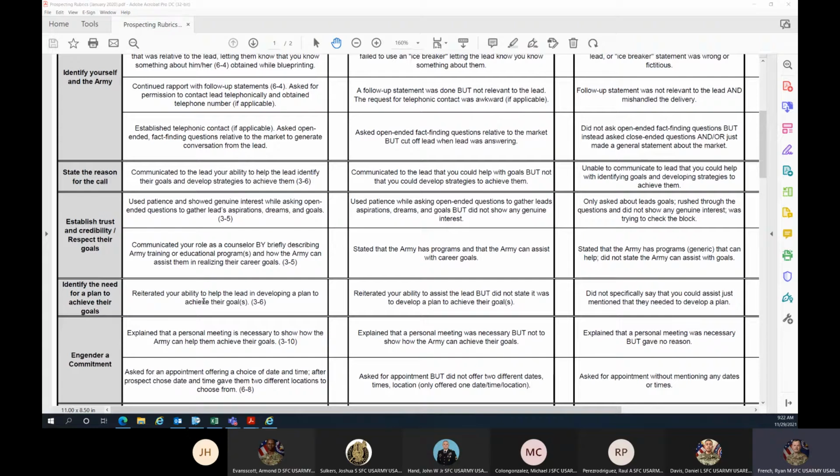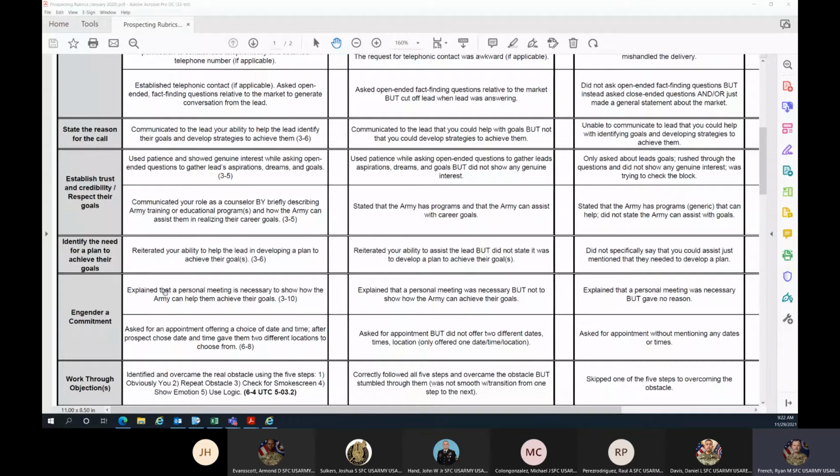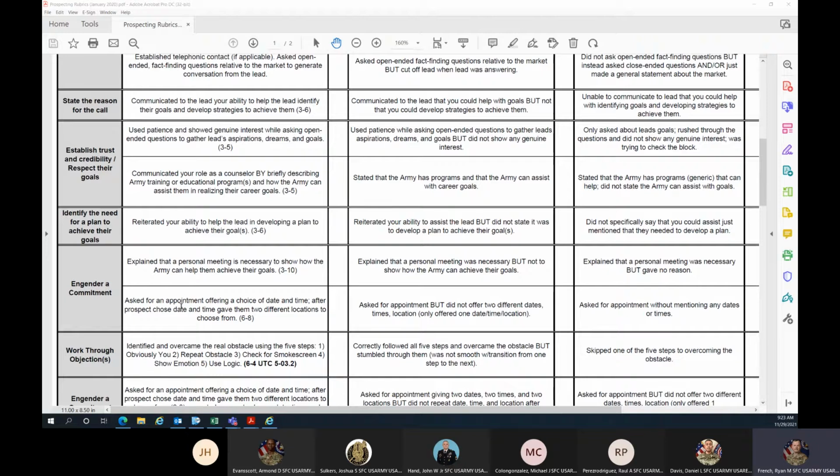Now, remember, John, like I stated, I'm contacting you because I can help you develop a plan to achieve your goal of getting a degree in astronomical engineering at Alabama. So reiterate your ability, and then we're going into engender the commitment. Now, explain why a personal meeting is necessary. So for us to be able to develop that plan, I would need to sit down with you one-on-one to discuss all the options available to you and help you develop that plan. So with that being said, we got past explaining why a personal meeting is necessary. Now we're going to ask for the appointment, right?